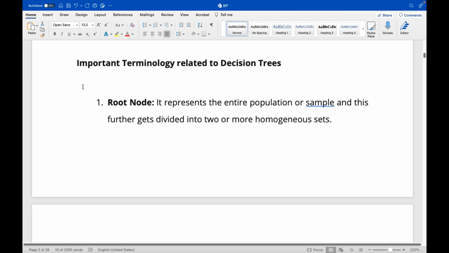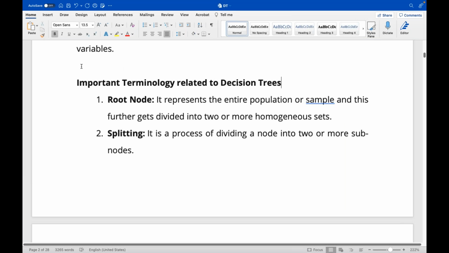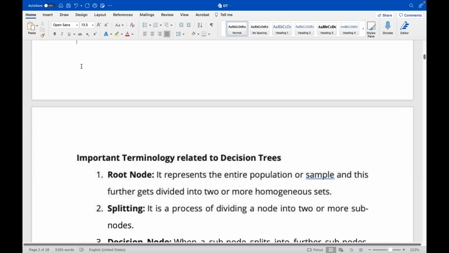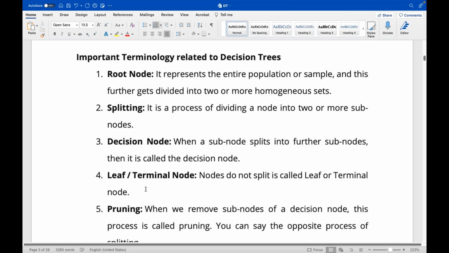When you're talking about decision trees, we need to know some important terminologies related to decision trees. When you're working with decision trees, random forest, XGBoost, whatever it is, the base model is always the decision tree. So we need to know these terminologies. If you don't know them, it can be a problem at implementation time.